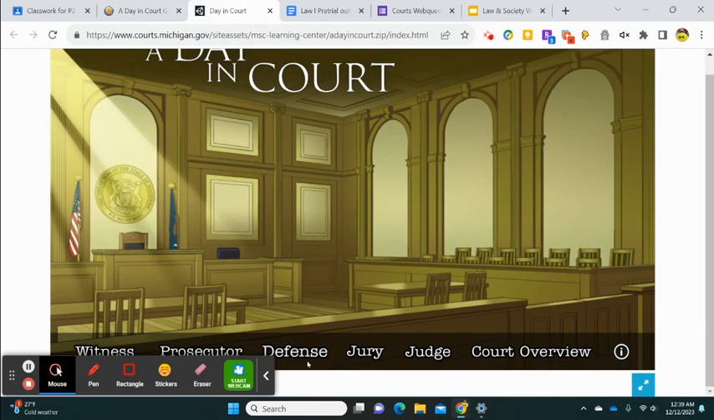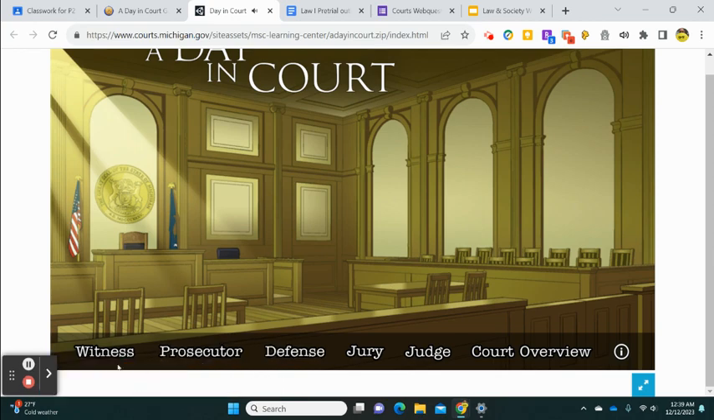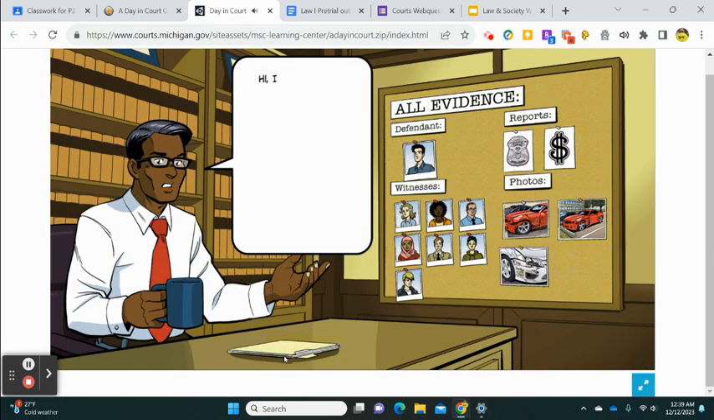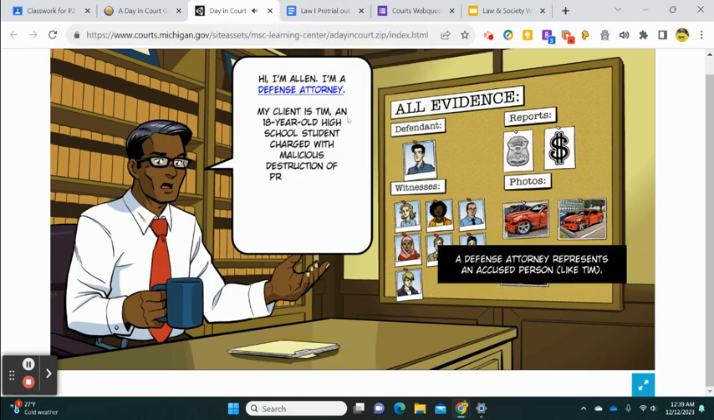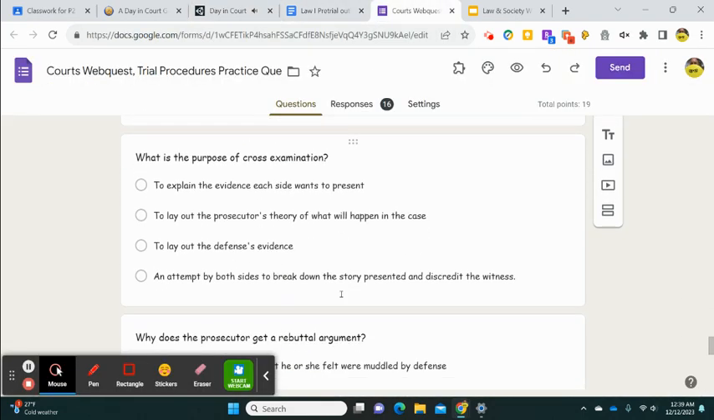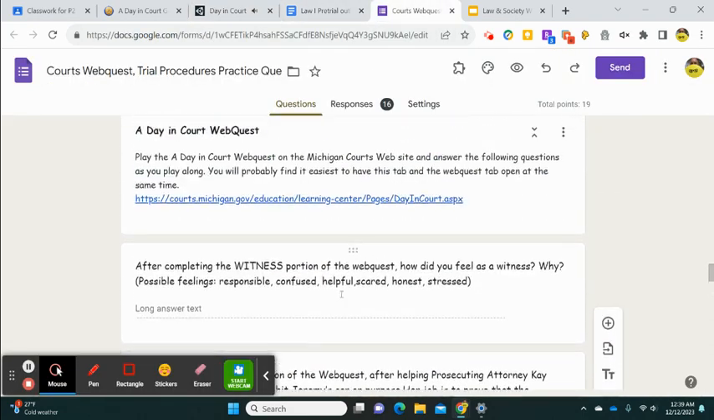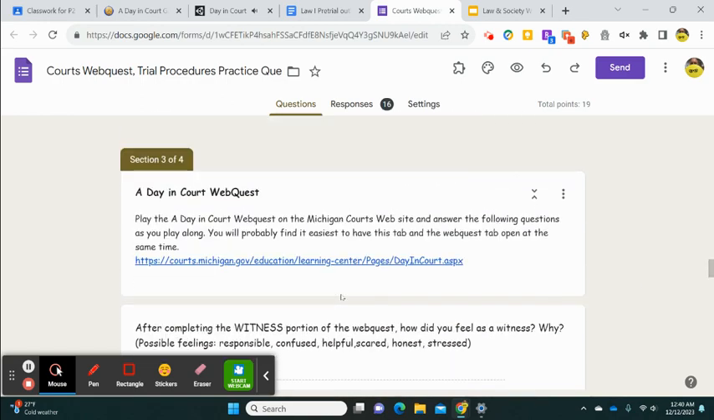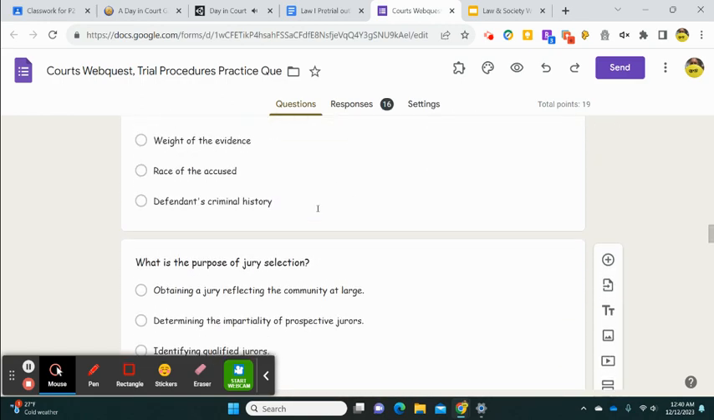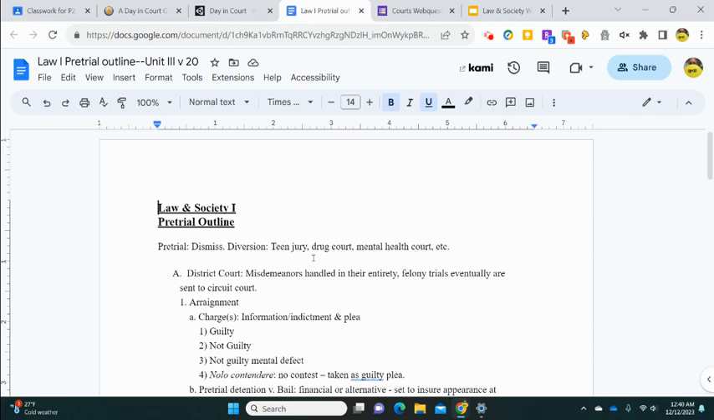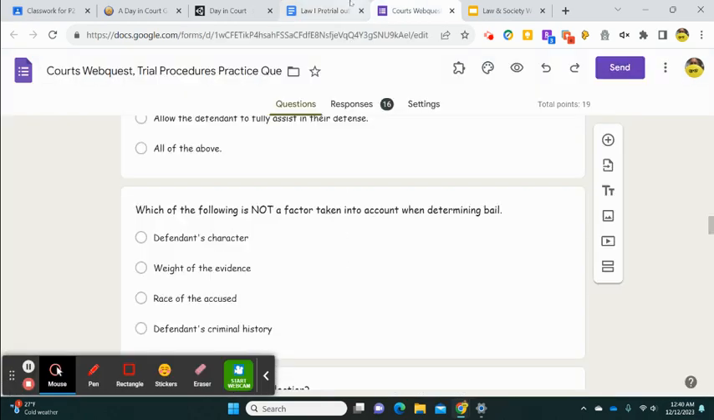The first item, the main thing that you're finishing, is you're looking at this from the perspective of the state court: witness, prosecutor, defense. I'm a defense attorney. My client is Tim, an 18-year-old high school student charged with malicious destruction of property for intentionally crashing his car into a car belonging to his classmate, Jeremy. You're going to answer four questions in short answer format.